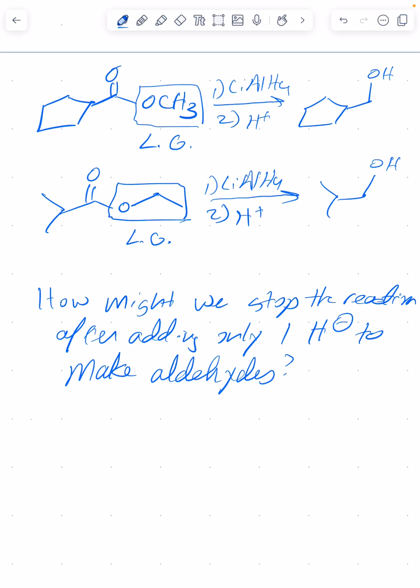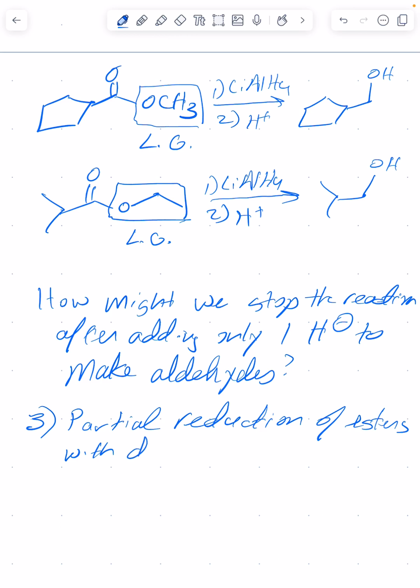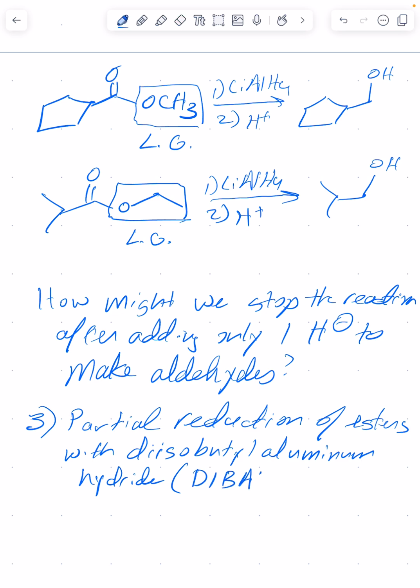Well, it turns out the third reaction we're going to talk about today is what's called a partial reduction of esters. So we have to do esters in this case with a reagent called diisobutyl aluminum hydride, or DIBAL for short. So DIBAL is a reagent that was invented for this purpose, actually. So it was actually designed to do what we're asking to do here. So how can we actually take something in the acyl derivative oxidation state and reduce it down to only the aldehyde ketone oxidation state by a partial reduction?